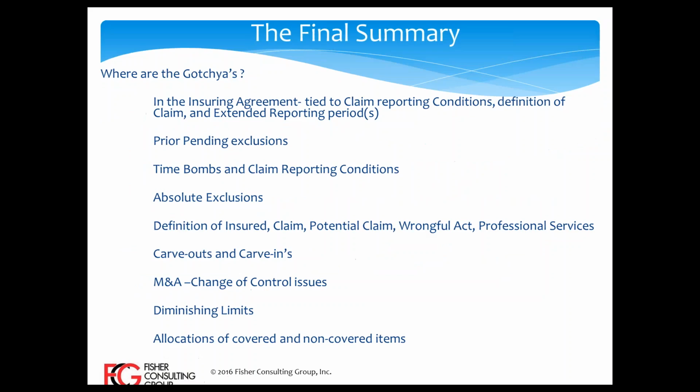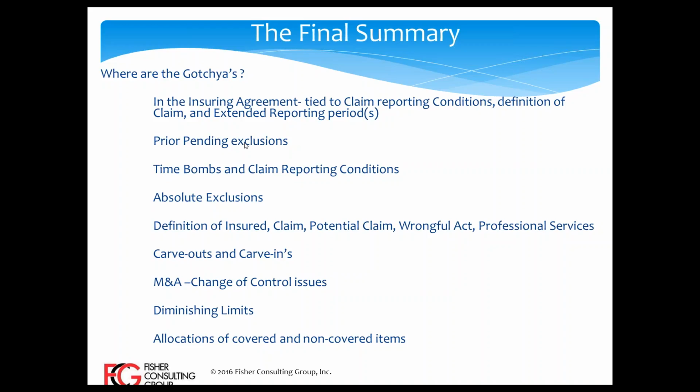So let me give you the final summary and some takeaways. Where are the gotchas? They're in the insuring agreement. They can be tied to claim reporting provisions and claim reporting conditions, the definition of claim, and of course the extended reporting periods as to whether or not it's limited only when the company cancels or non-renews. If there is going to be an automatic grace period of any kind, it really should be referenced in the insuring agreement itself. And prior and pending exclusions need to be reviewed.